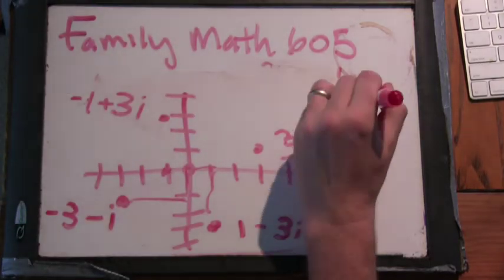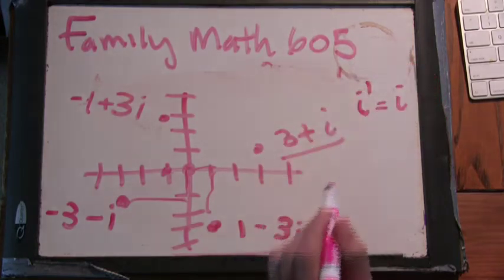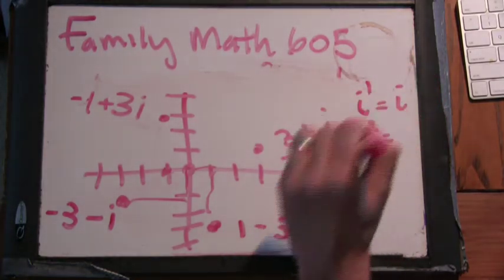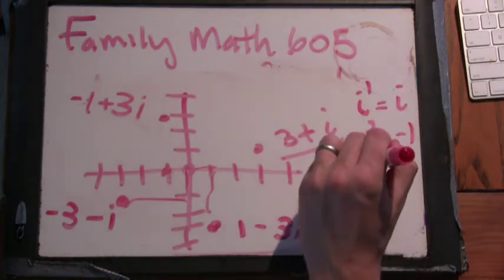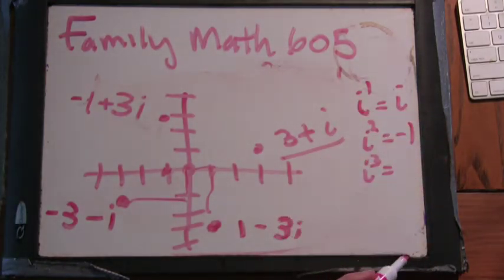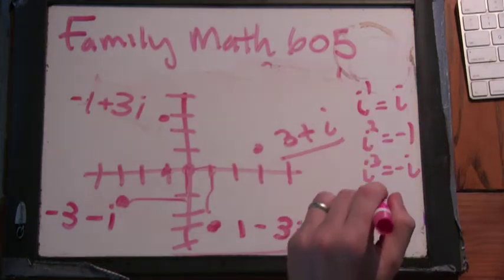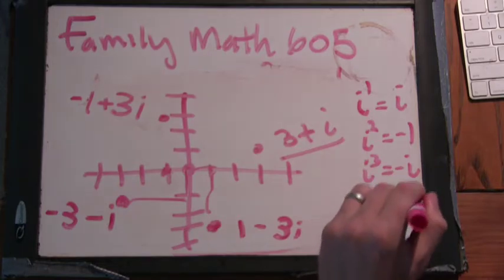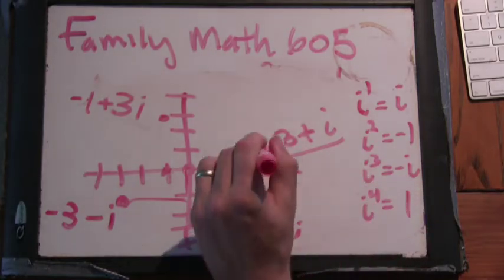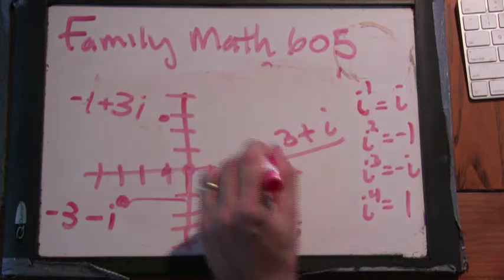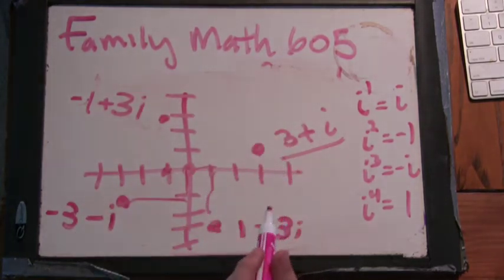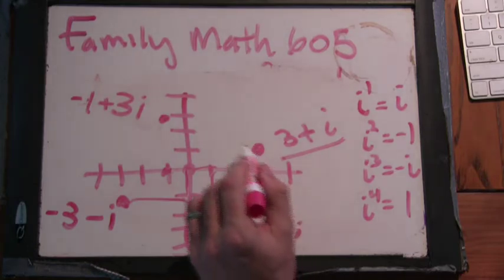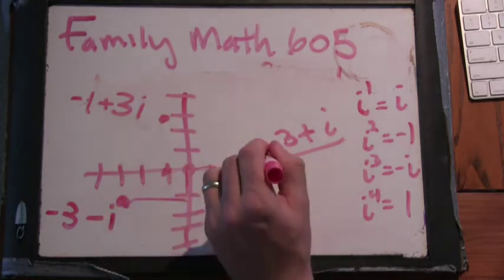So we see an interesting pattern here. i to the first power is just i. i squared, we know, is negative 1. i cubed is negative i. i to the fourth is 1. So we said the rotations were, this is our starting point, 1 rotation, 2 rotations, 3 rotations, 4 rotations. But we also said this was multiplying by i, so multiplying by i once, twice, 3 times, 4 times.